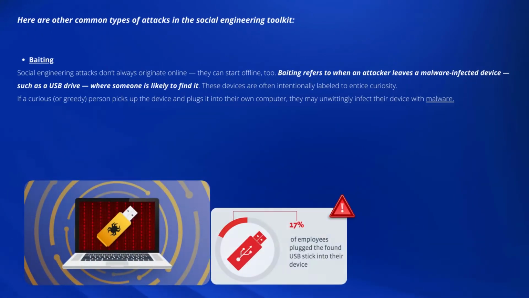Social engineering attacks don't always originate online. They can start offline too. Baiting refers to when an attacker leaves a malware-infected device, such as a USB drive, where someone is likely to find it. These devices are often intentionally labeled to entice curiosity. If a curious or greedy person picks up the device and plugs it into their own computer, they may unwillingly infect their device with malware.